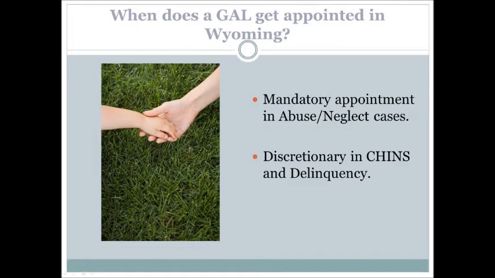A GAL in Wyoming gets appointed in abuse and neglect cases. It's a mandatory appointment, meaning that every abuse and neglect case will have a GAL on it. In CHINS and delinquency cases, it's discretionary. It's up to the court to decide when to appoint one, and the statute says that they can appoint one if the parents are gone or if the parents' interests are adverse to the child's.